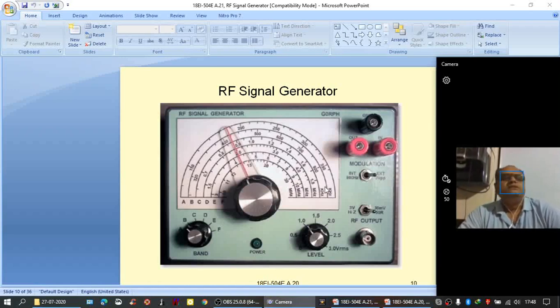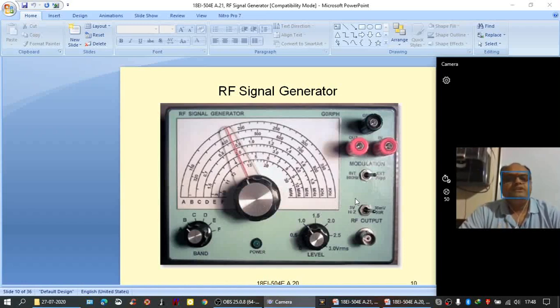Amplitude modulation is the modulation of the radio frequency signal according to the amplitude of the audio signal. In this case, what happens? The amplitude of the radio frequency signal is modulated according to the amplitude of the audio frequency signal.